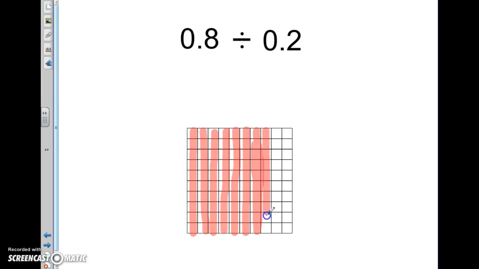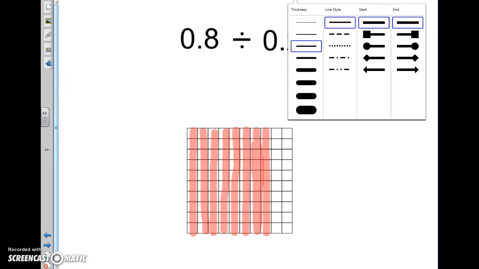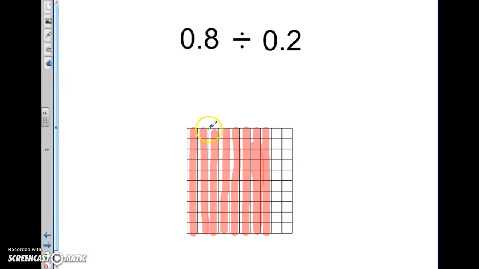Okay, so I have 8/10 here, so now that shows us the dividend, what we have to begin with. And now we want to break them up into groups of 2/10. So we want to find out how many groups of 2/10 there will be. Okay, so I'm just going to go ahead and put these groups together. So I have a group here of 2/10, right? I just want to put these tenths together.